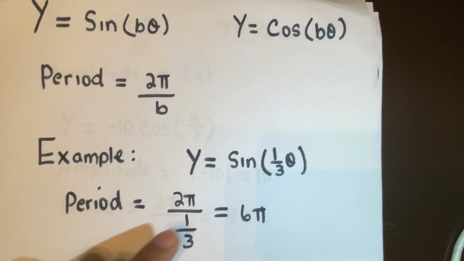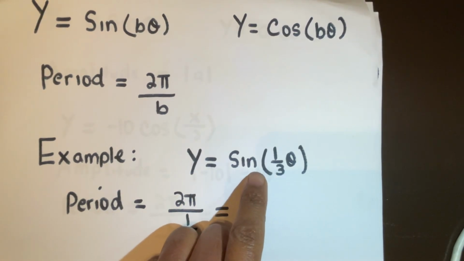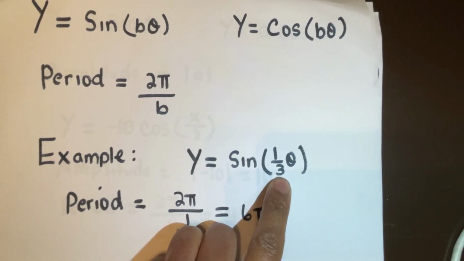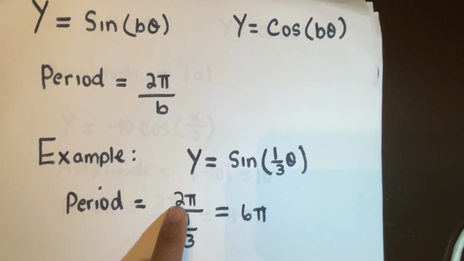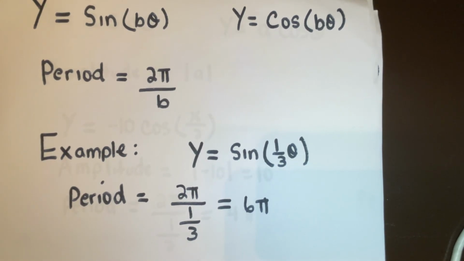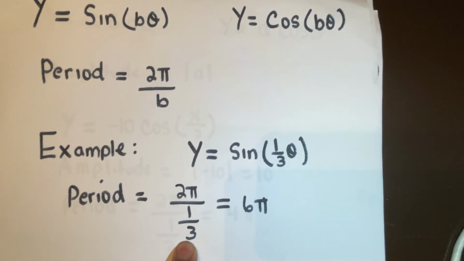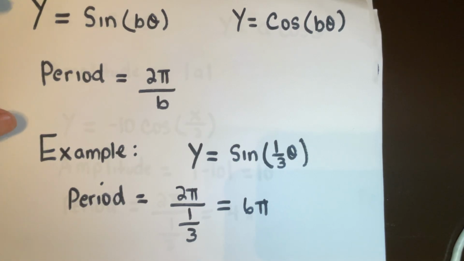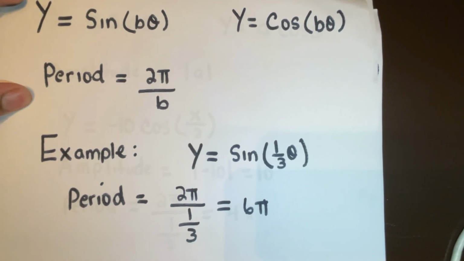So here's an example. I have y is equal to the sine of 1/3 theta, so my b is equal to 1/3. So it's just going to be 2 pi over 1/3, which gives me 6 pi. Remember, when you divide by a fraction, you are really multiplying by the reciprocal. That's how we get 6 pi. So this is how to find the period.